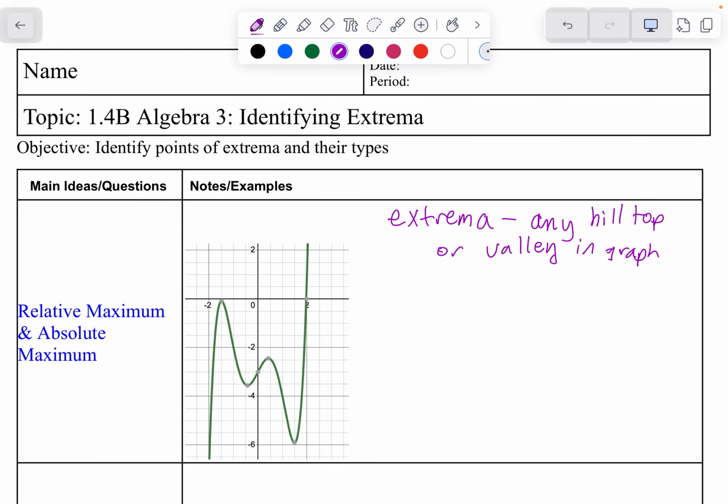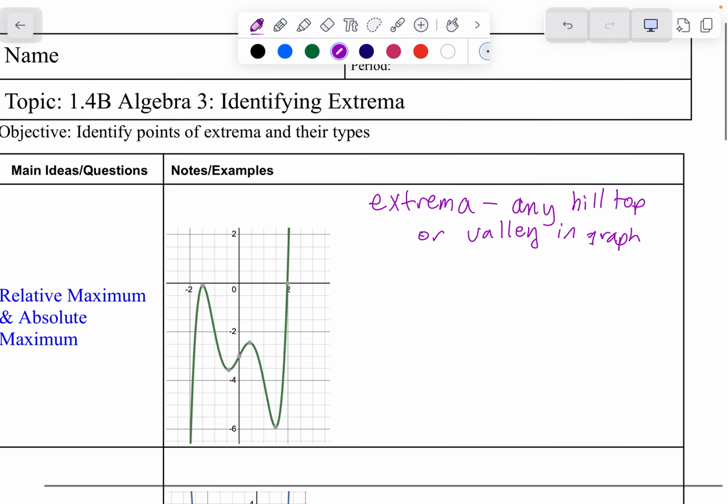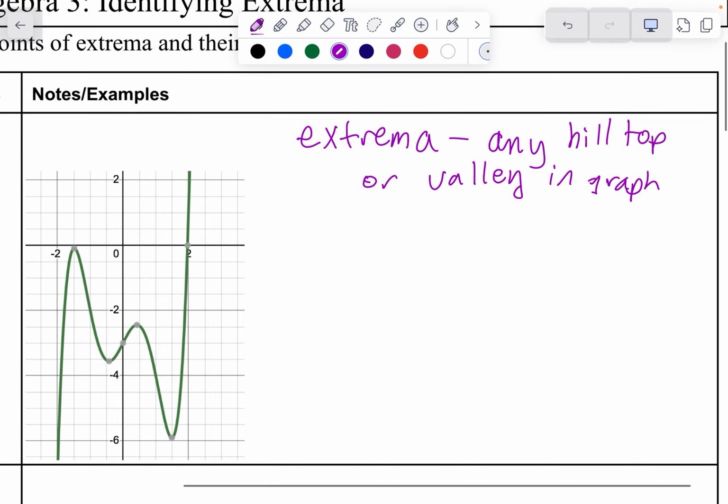So if we look at the graph that has been provided, I'm just going to put a little dot on all the hilltops and the valleys. Each one of those points is considered an extrema. But it's a matter of what kind of extrema they are, okay? As long as it's a hilltop or a valley in the graph, it's considered an extreme value, an extrema.